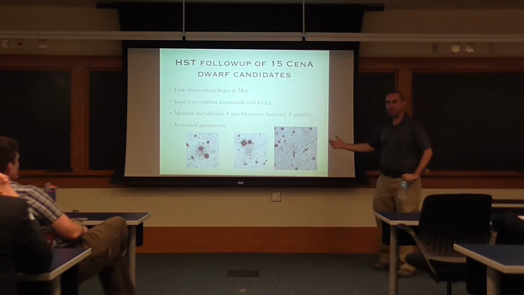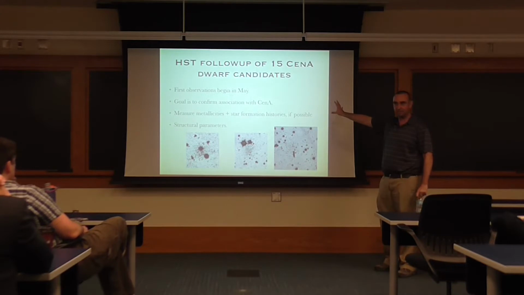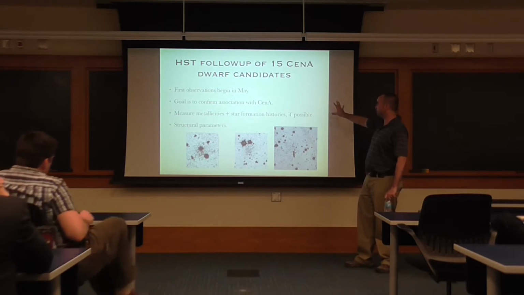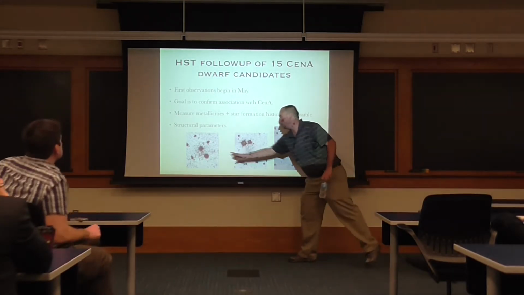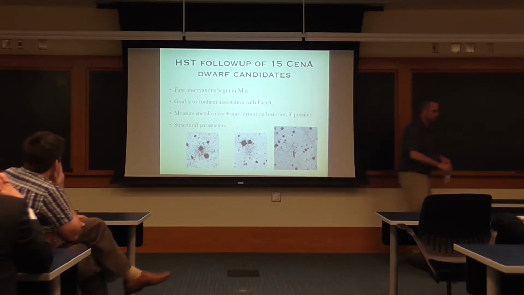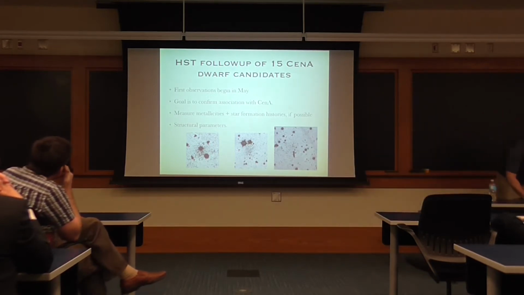So we have upcoming HST follow-up of our Sen-A satellites in particular. This is the object where we have our act more together, I guess you could say. And we were able to put in an HST proposal last round. We're really going to follow up all our dwarf candidates. There are about 15 of them. Invite me back once that's done.